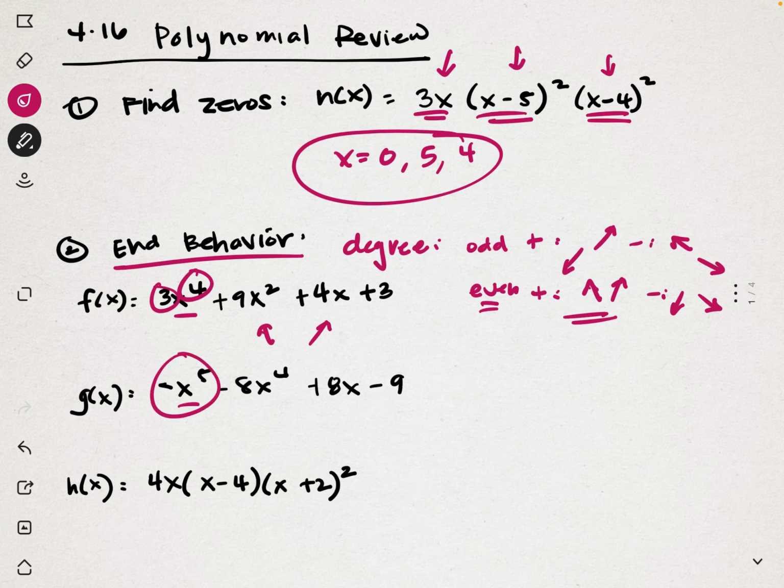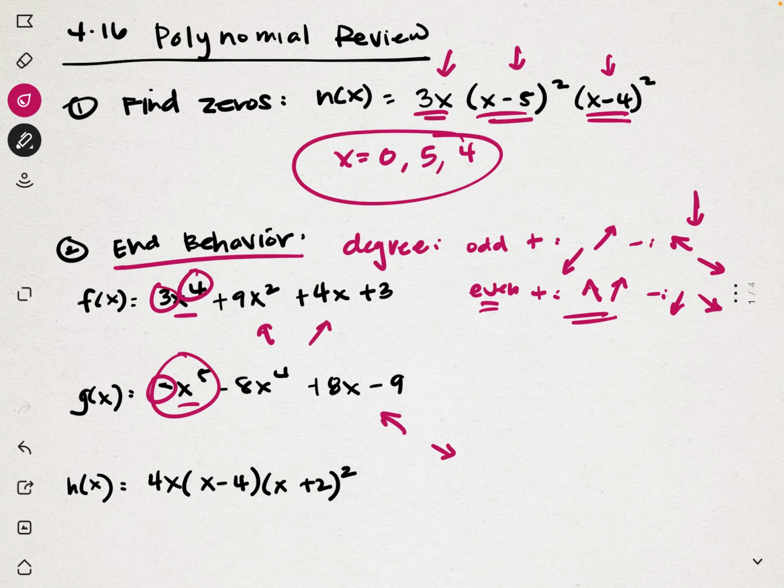On the second one, our degree is 5, which is an odd, and we have this negative leading coefficient, so odd negative is decreasing. So rising to the left and falling to the right.